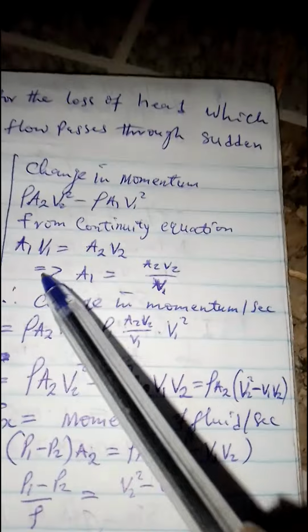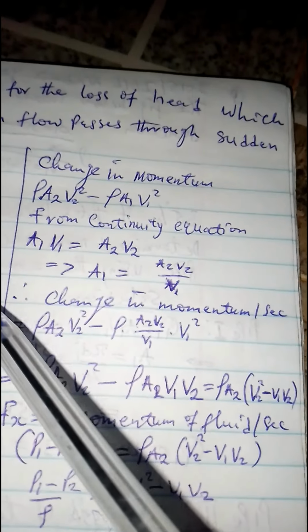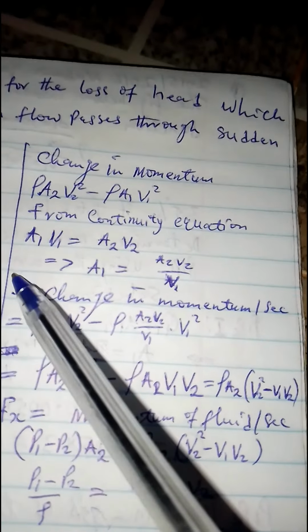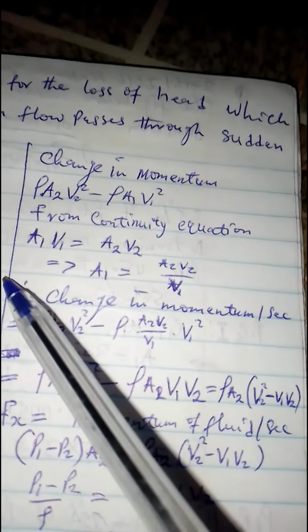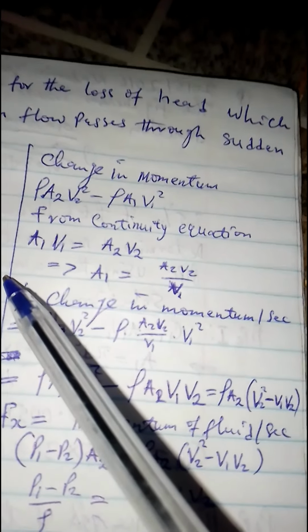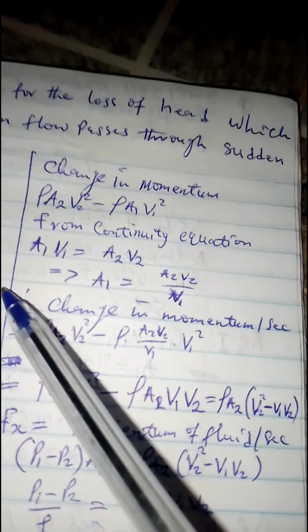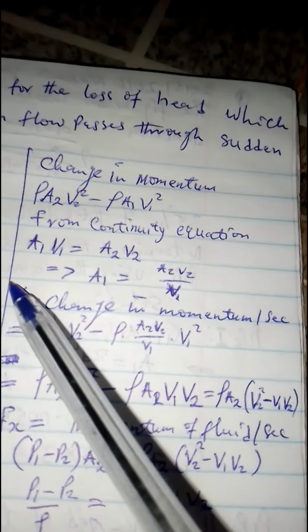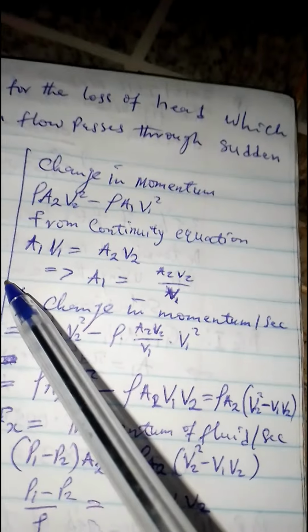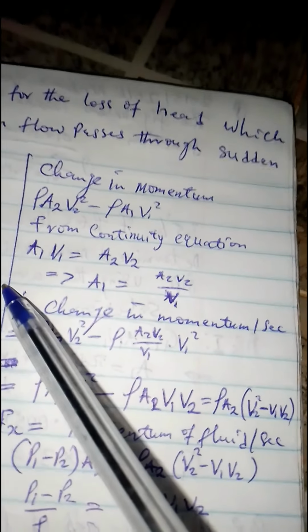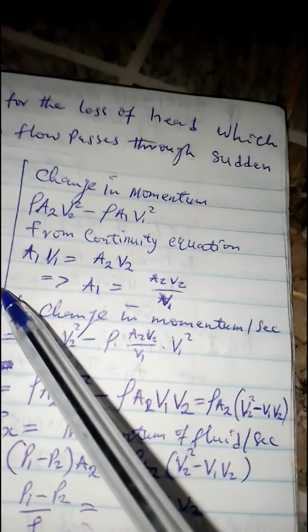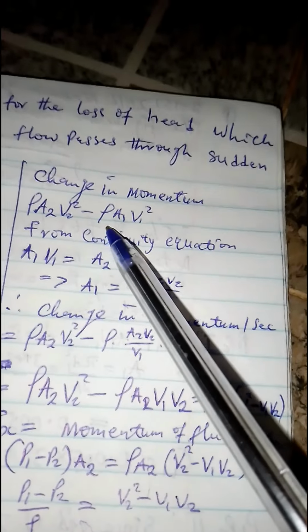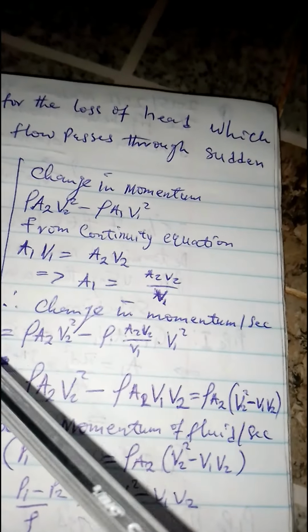So the change in velocity, the change in momentum is equal to momentum in the second section minus momentum in the first section. And our equation for the force acting on the fluid, in our second equation, we have change in pressure times area 2. And we know that the force acting on the fluid is equal to change in momentum. Therefore, we need to remove this A1 so that we solve in terms of A2.